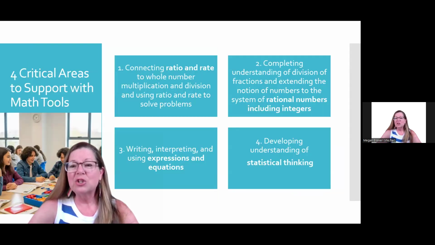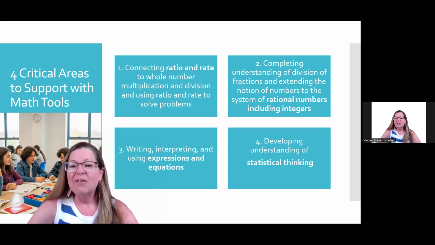In grade 6, instructional time should focus on 4 critical areas. 1, connecting ratio and rate to whole number multiplication and division, and using concepts of ratio and rate to solve problems. 2, completing understanding of division of fractions and extending the notion of number to the system of rational numbers, which includes negative numbers. 3, writing, interpreting, and using expressions and equations. And 4, developing understanding of statistical thinking.